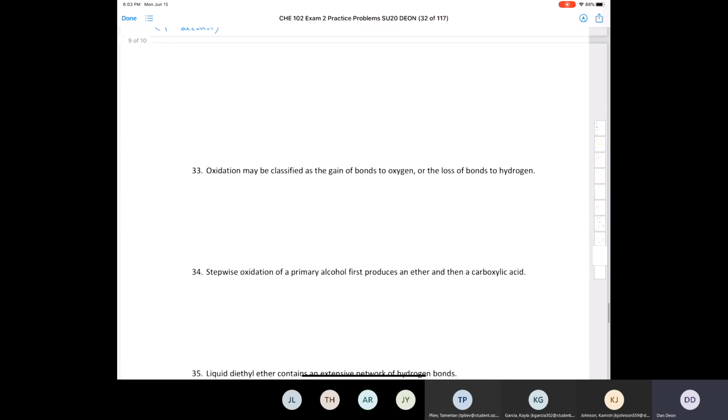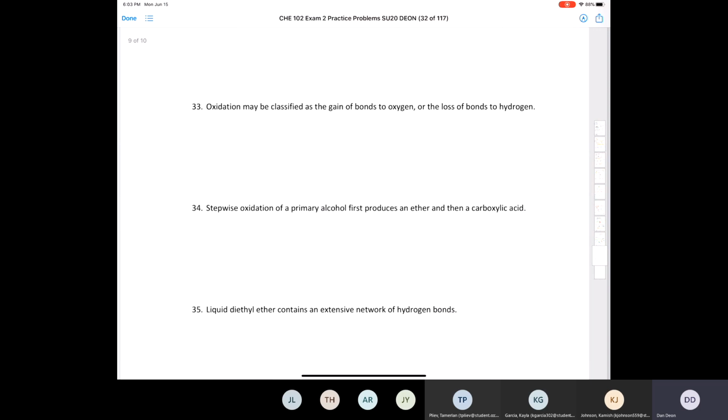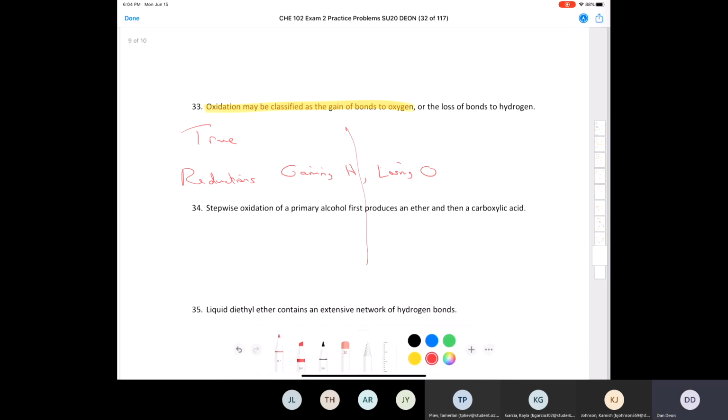And it says here that oxidation may be classified as the gain of bonds to oxygen and the loss of bonds to hydrogen. That is true. That's one of the ways that we define oxidation in organic chemistry, this is 100% true, right? Reduction is gaining bonds to hydrogen and losing bonds to oxygen.